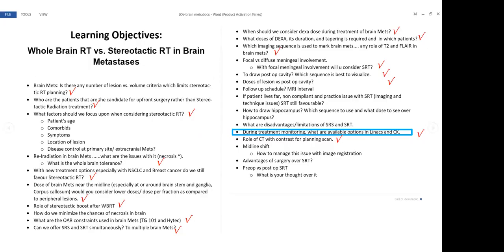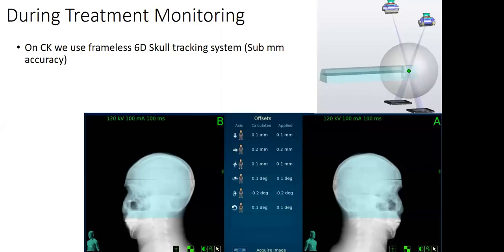Okay, during treatment monitoring, what are the available options in Linac and CK? So in CK, we have this 6D skull tracking. It basically gives us submillimeter accuracy. It acquires two oblique images, one from here, one from here. Then it matches the pixels. It's not just like any person is matching; there is an algorithm which matches the pixels of this image. So it gives all the 6 possible degrees of freedom it is trying to match on the image. You can see there is one example, it's under 1 millimeter even, matching there.